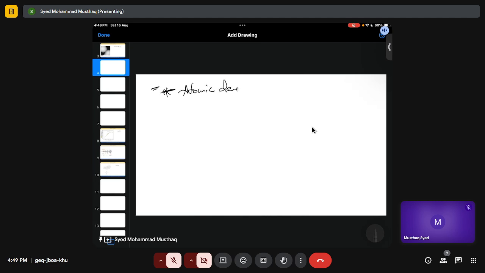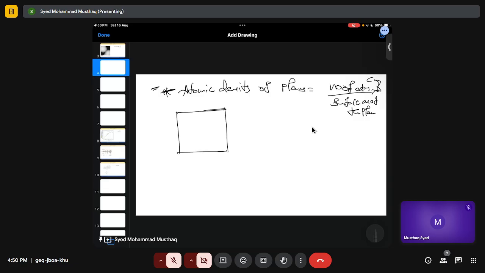So atomic density of planes is given simply by the number of atoms divided by the surface area of the plane, times the surface energy. That's all it gives. And we have found the surface energy. So it is simple. For example, if I take FCC, right? Let's take FCC. So I have corner atoms, face centers, corner, face center.